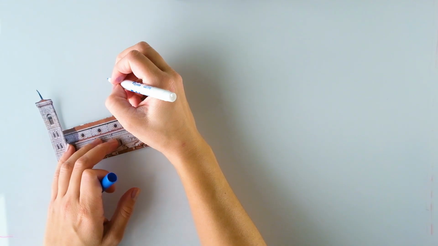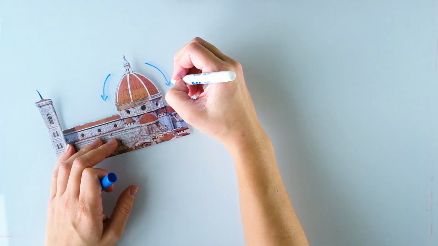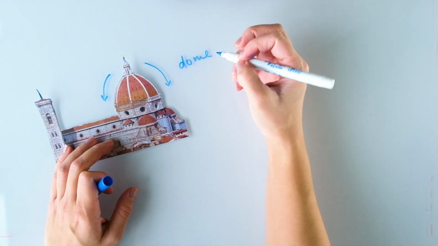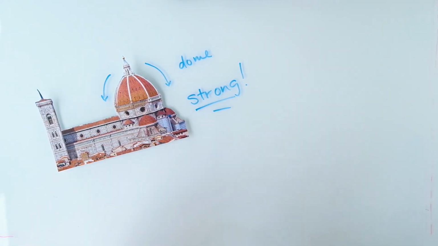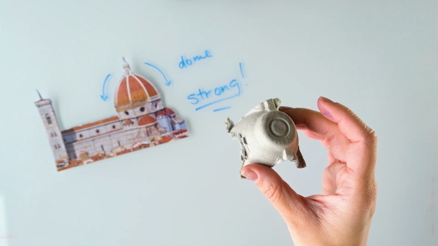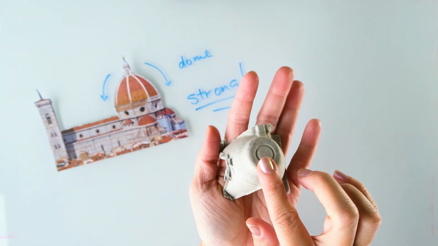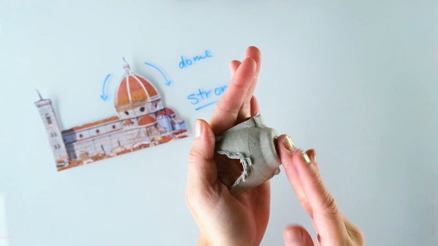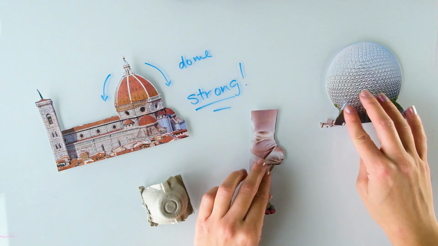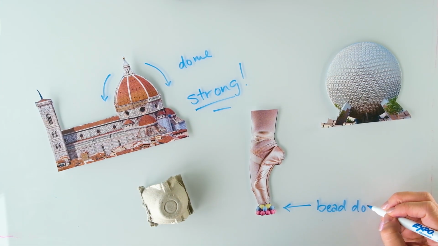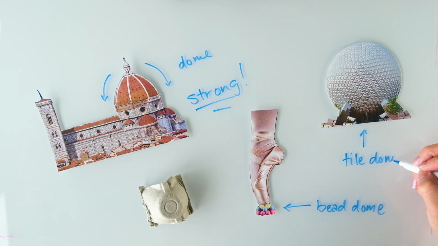Let's start with the dome. Domes are useful because they distribute weight and pressure around the entire structure. They use geometry to increase the strength without adding additional material. Check out this egg carton cup, which is really strong without using all that much paper. We can also construct domes from tiles or beads. They're super strong thanks to geometry.